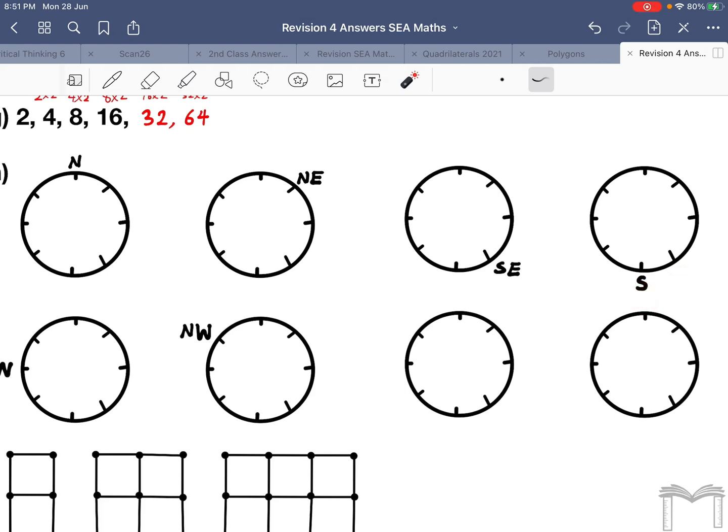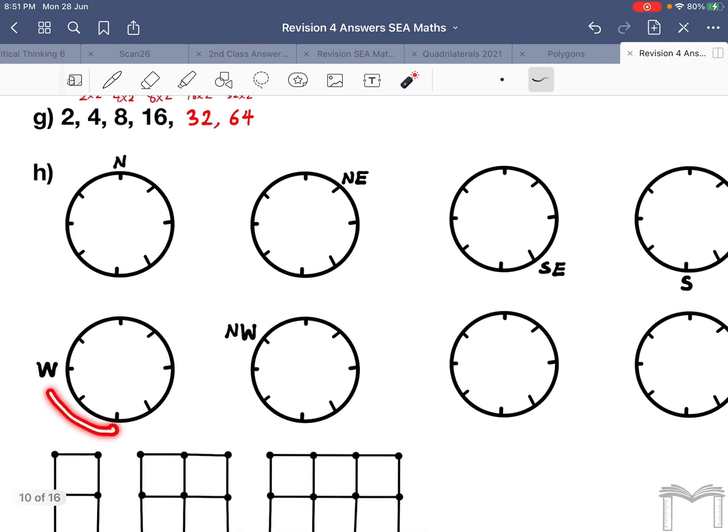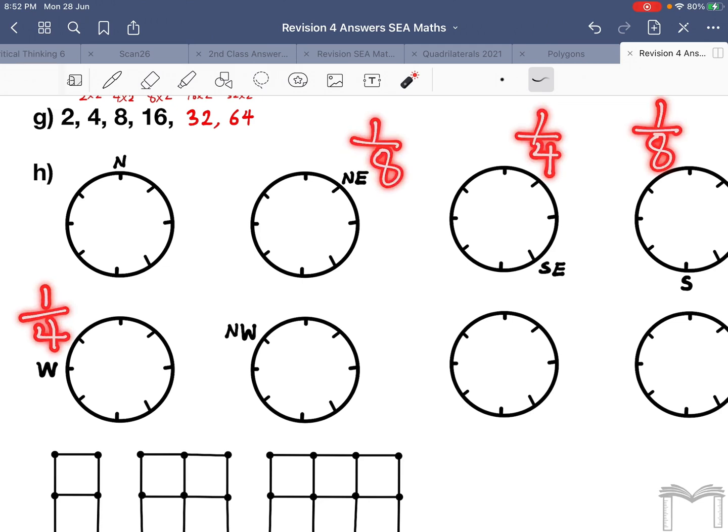And then from south to west, so that's a quarter turn. And then from west to northwest, so that's 1/8. So we can see we are making a 1/8 turn, then a quarter turn, then a 1/8 turn, then a quarter turn. Right? So next we will have a quarter turn and then a 1/8 turn.